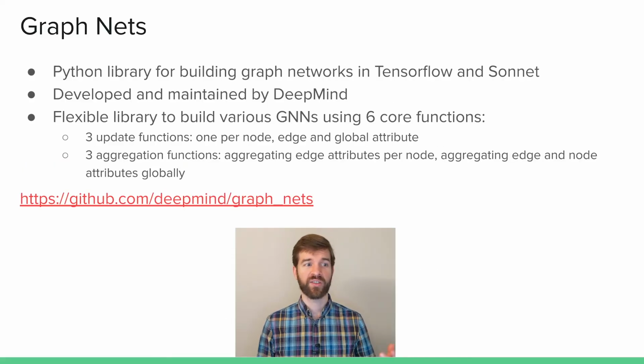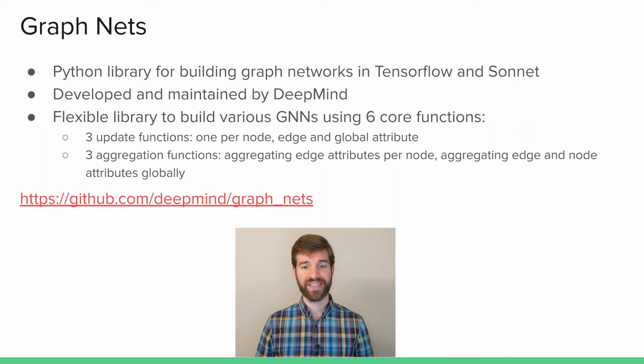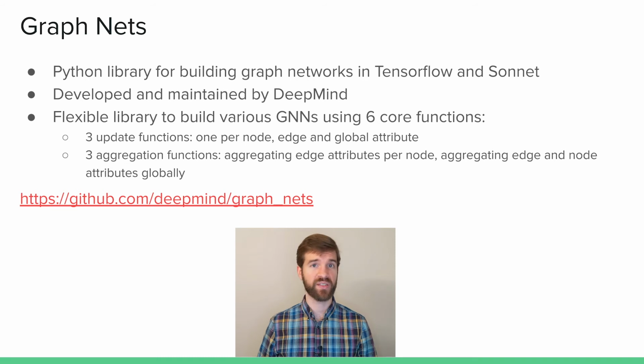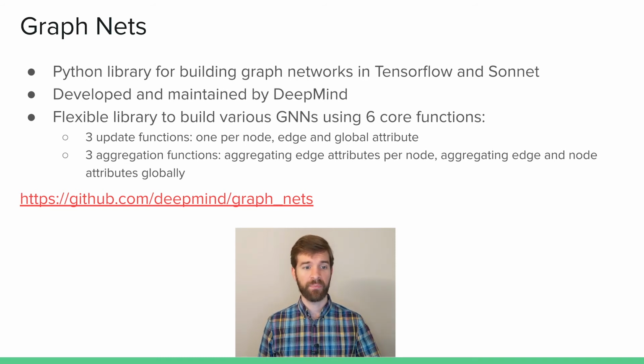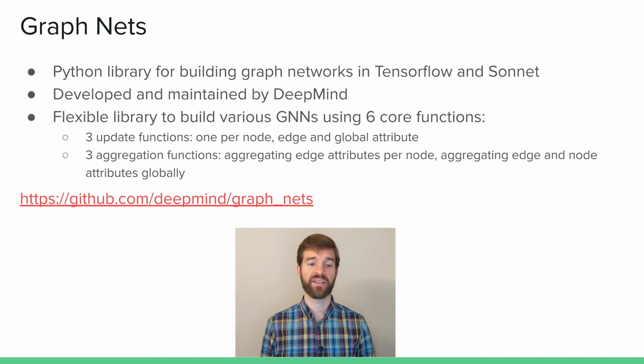Last but not least, GraphNets is a Python library for building graph networks in TensorFlow, and it was developed and is maintained by DeepMind by Google. It's a flexible library to build various graph neural networks using 6 core functions. 3 of them are related to updating and 3 of them are aggregating. So you can also view all of these graph steps, this graph processing, by saying, okay, which functions operate on one node, one edge, or on some global attributes, and which functions are aggregating information from edge attributes, edges, or nodes.